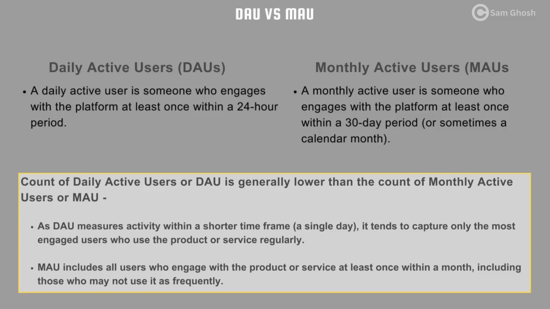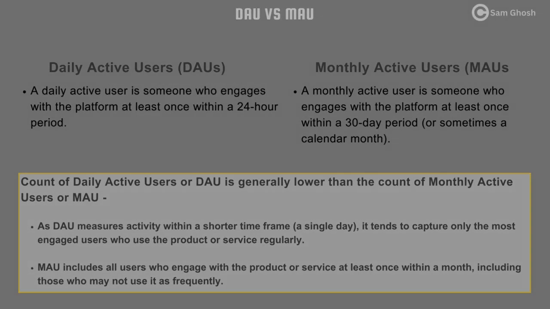DAU represents the number of unique users who interact with a product or service on a daily basis, while MAU represents the number of unique users who engage with the product or service within a month. Since DAU measures activity within a shorter time frame, that is in a single day, it tends to capture only the most engaged users who use the product or service regularly. In contrast, MAU includes all users who engage with the product or service at least once within a month, including those who are not that active on the platform.